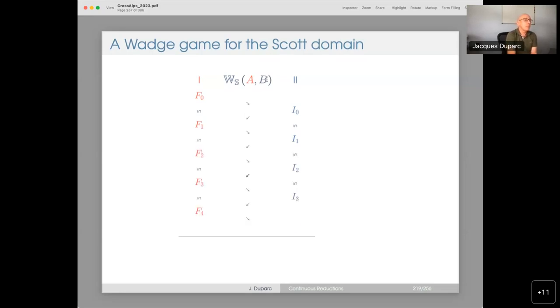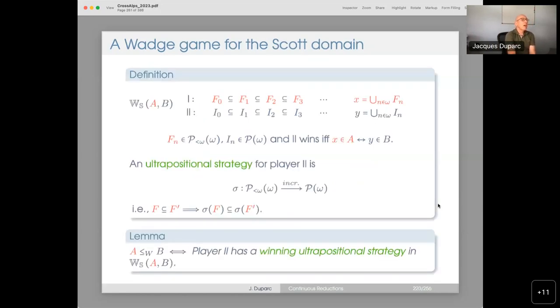For omega many moves. So at the end, you collect what you get, so you have two increasing sequences. For one, you end up with X, which is the union of the Fn, so this is a set of integers, and Y is the union of the In, another set of integers. And you say two wins if and only if X belongs to A if and only if Y belongs to B. That's the Wadge game.